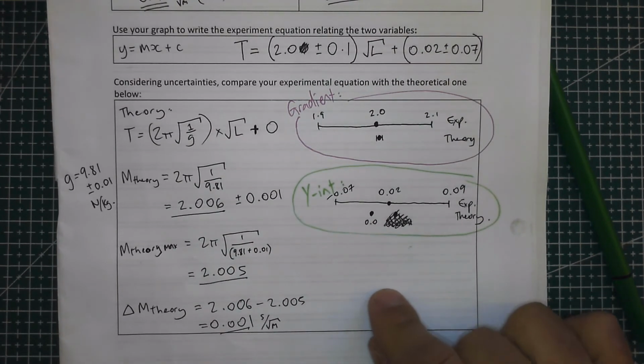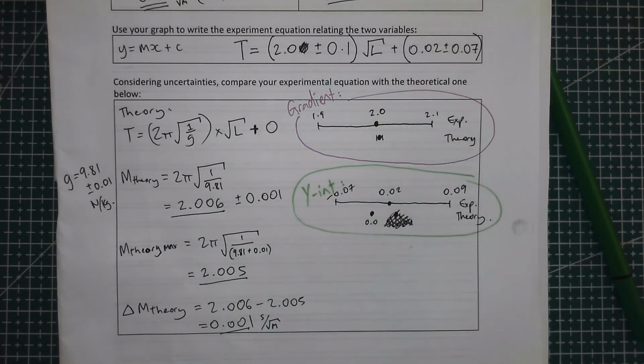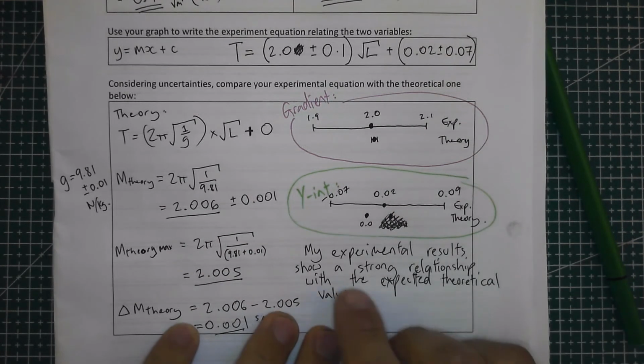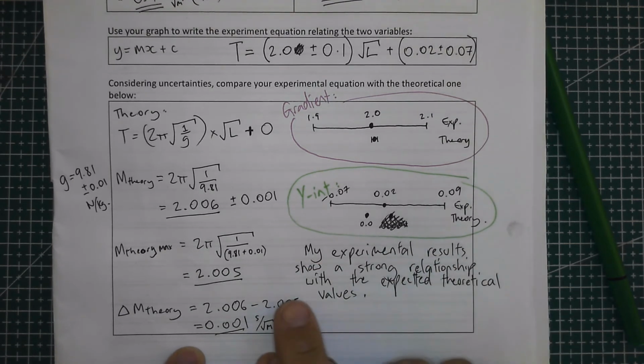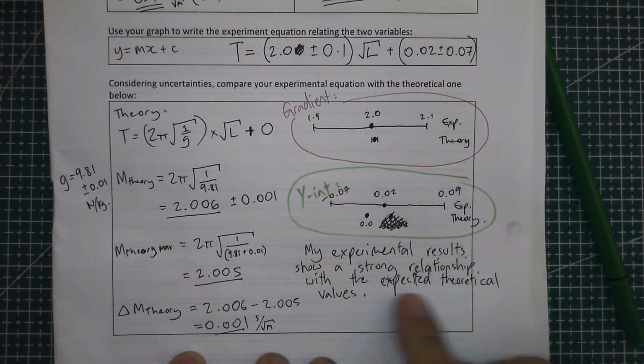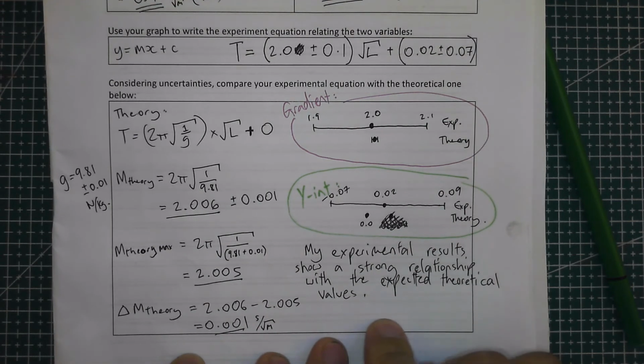So the final thing you need to do is write some sort of statement about the quality of this relationship. What this statement might look like is something like this: my experimental results show a strong relationship with the expected theoretical values. You could go into why that is, but it's not necessary.